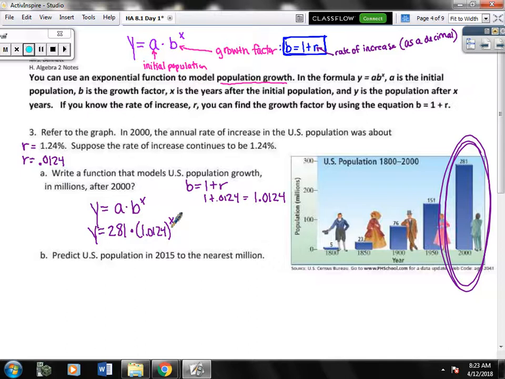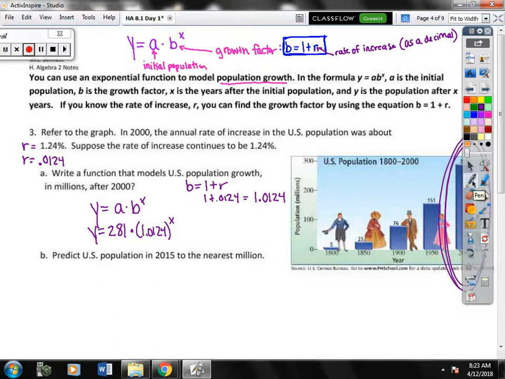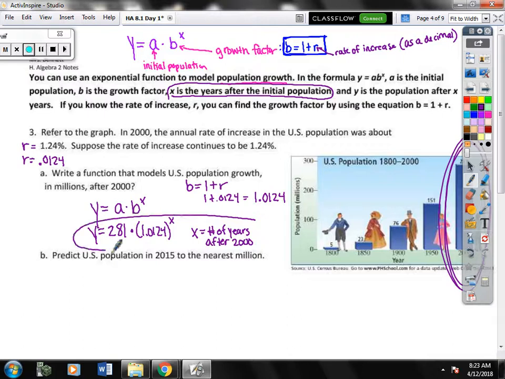So that's our function. Now you do have to define your variable. So x, and it tells us up here somewhere, x is the years after the initial population. So x would equal the number of years after 2000. You do have to define the variable because the variable will be different for every scenario depending on what year you started. So make sure that you do define the variable.